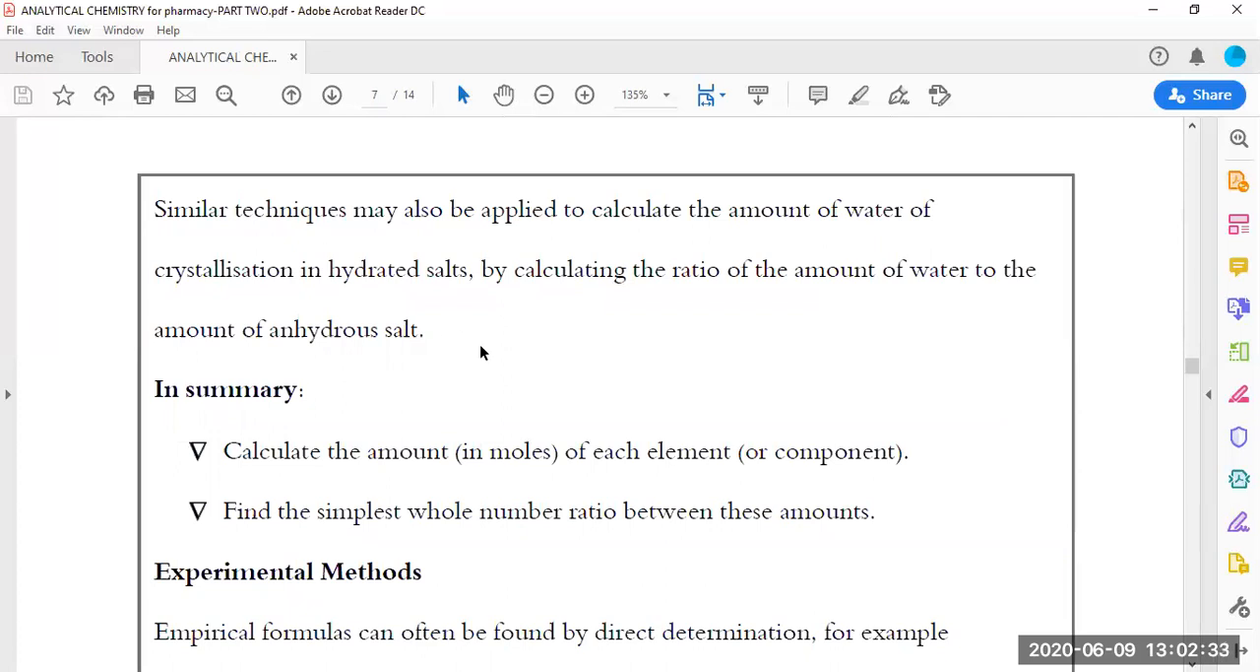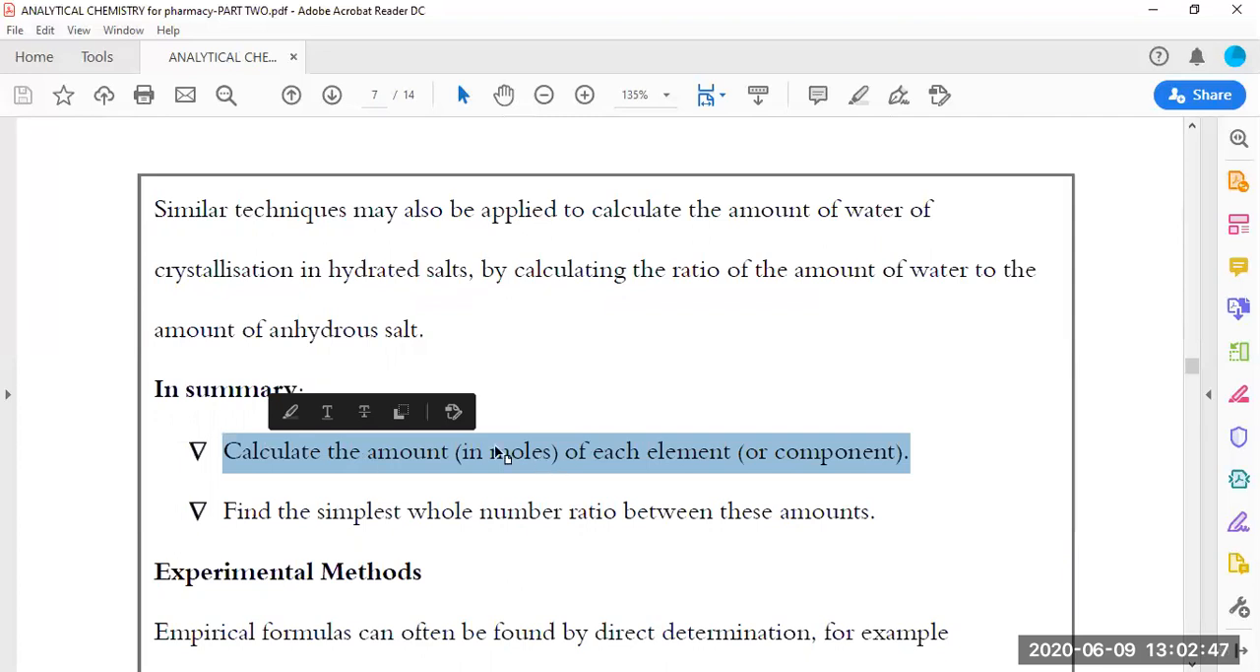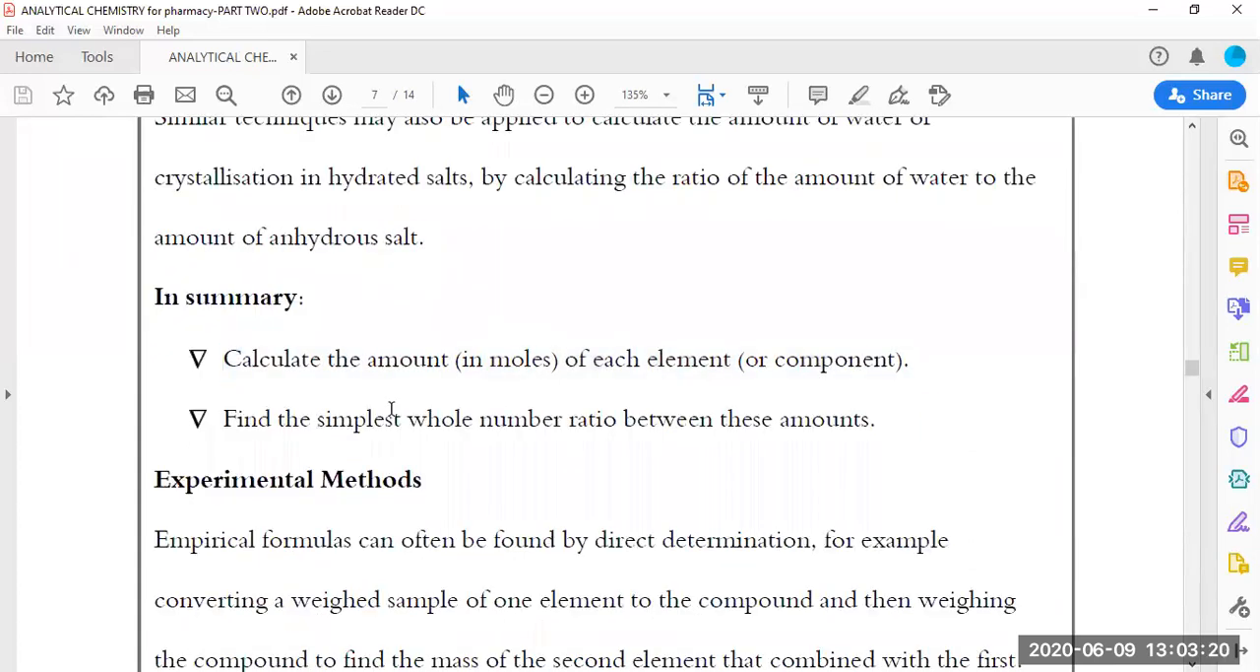Right. I think in summary, we can say calculate the amount in moles of each element or component as the first step. You convert, remember, the mass to number of moles. That's the first step. If you don't have the mass directly, you have a percentage. You consider that percentage as a mass. Consider you have 100 gram of the sample and you take the percentage as a mass. Deal with it as a mass and divide it by molar mass, you get the number of moles. And then find the simplest whole number ratio between these amounts. Simplest whole number means integer number, not decimal.